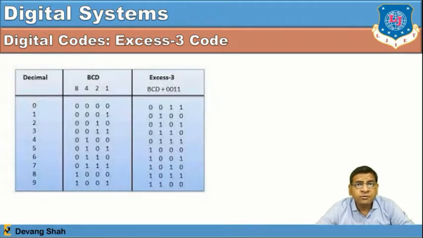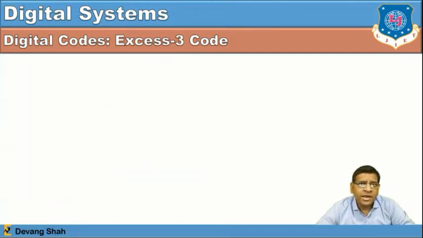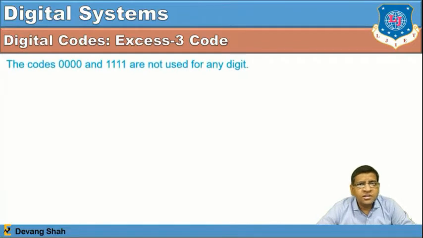You can see from 0 to 9, 9 in BCD is represented as 1001, right? But you have to add plus 0011, so it becomes 1100, right? So this is the representation or conversion from decimal to BCD to excess 3. You can directly convert a decimal number to excess 3 as well, right? These two codes, 0000 and 1111, are not used for any digit.